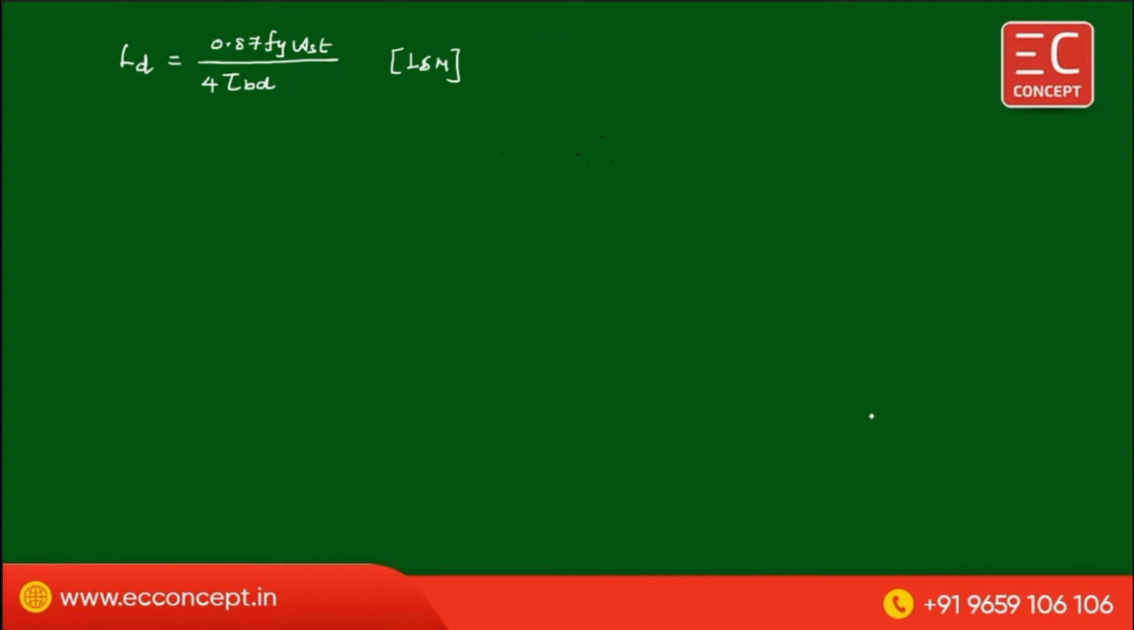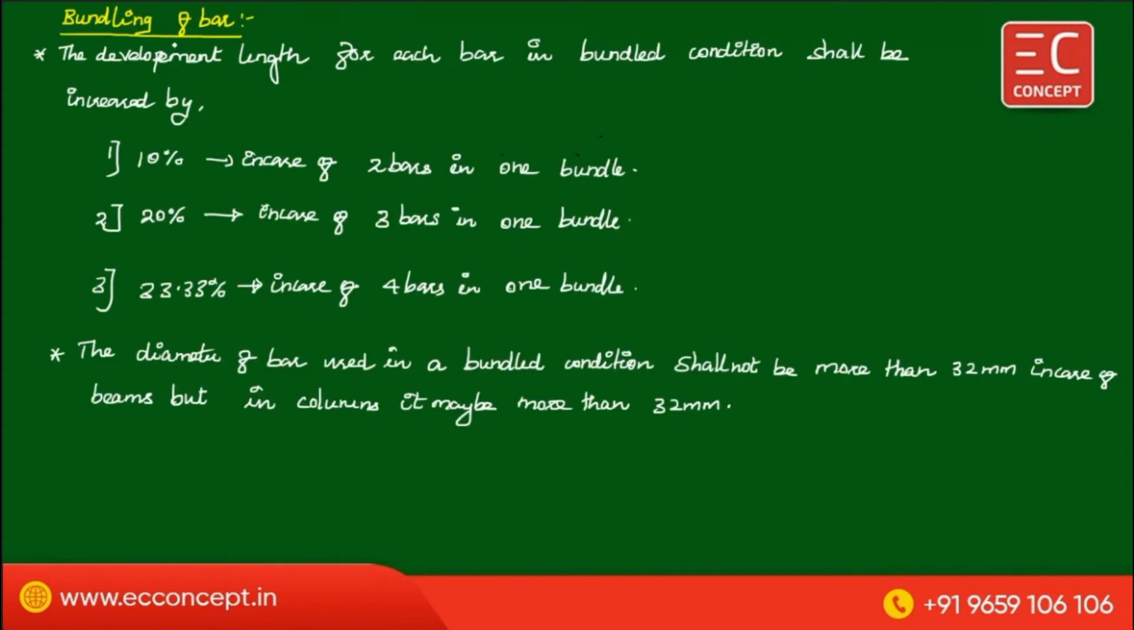Now we are going to see the development length of this. Development length of each bar shall be increased in bundling condition. Suppose if you provide a bundling of bars, then the development length is further increased by 10% in case of 2 bars in one bundle, in case of 3 bars in one bundle then 20% will be increased, then 4 bars in one bundle, then 33% will be increased.